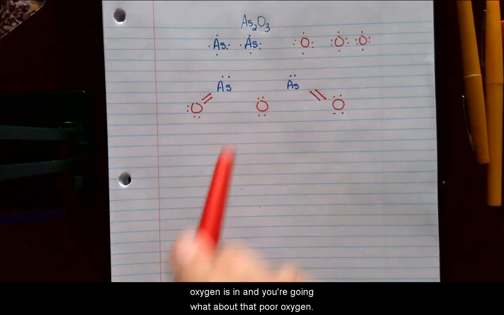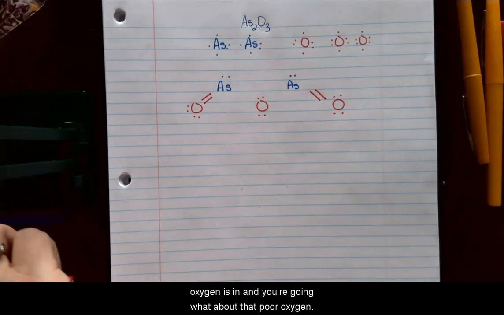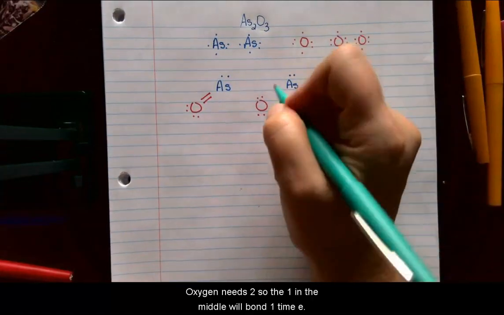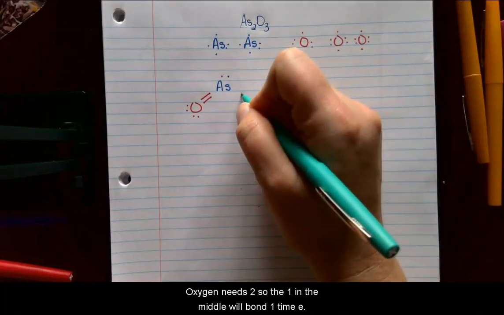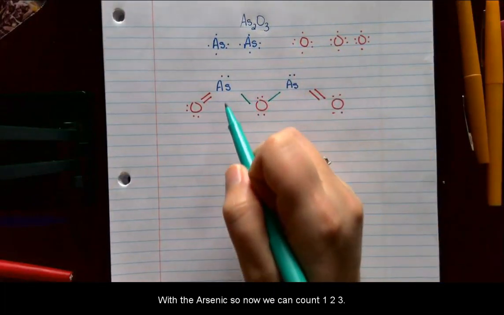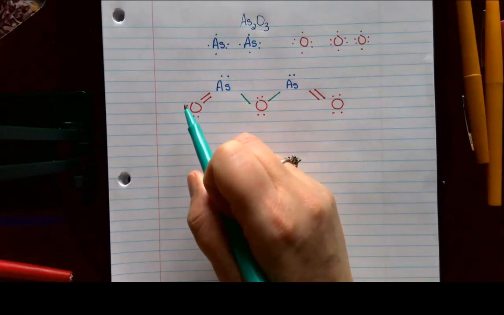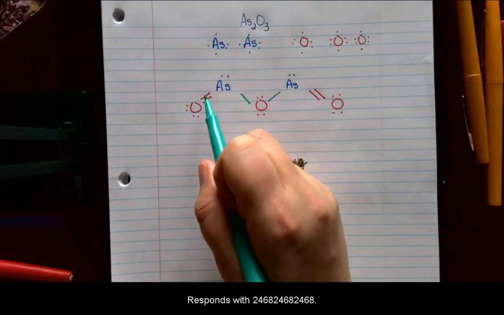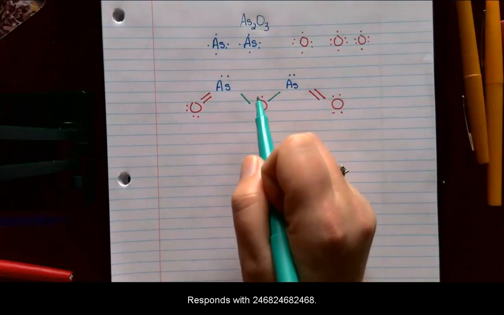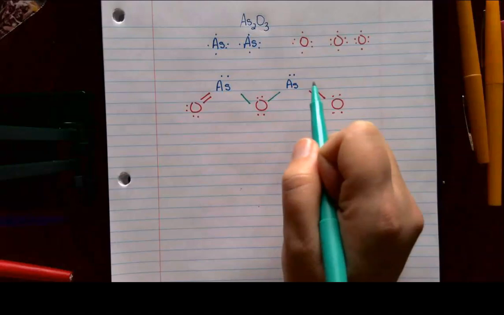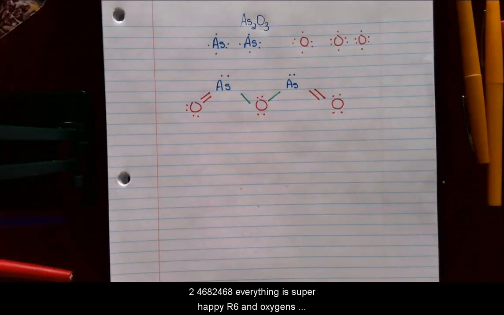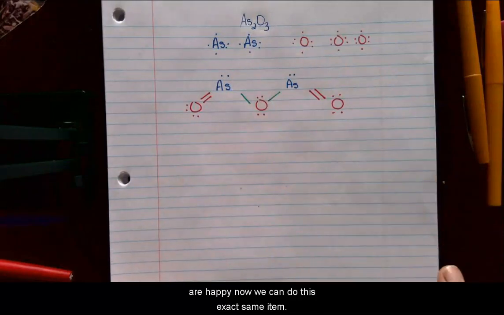Now this oxygen isn't, and you're going, what about that poor oxygen? Well, remember, each arsenic needs 3, and each oxygen needs 2. So the one in the middle will bond 1 time each with the arsenic. So now we can count 1, 2, 3, 4. So it has 4 bonds. So it's 2, 4, 6, 8 for each atom. Everything is super happy. Arsenics and oxygens are happy.